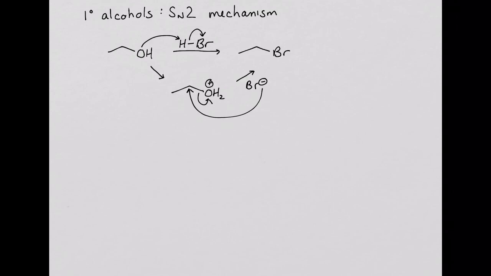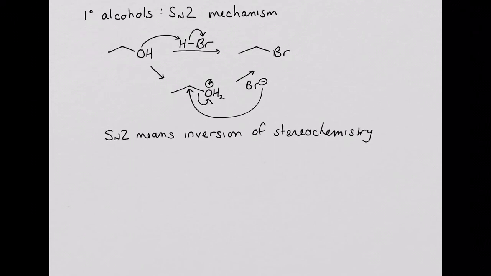This produces the alkyl bromide product. What this means is that primary alcohols will see an inversion of stereochemistry at the alcohol center. For example, consider this primary alcohol. Remember that D stands for deuterium, a heavy form of hydrogen. If we treat this primary alcohol with HBr, this will undergo the SN2 reaction and produce the inverted stereocenter.